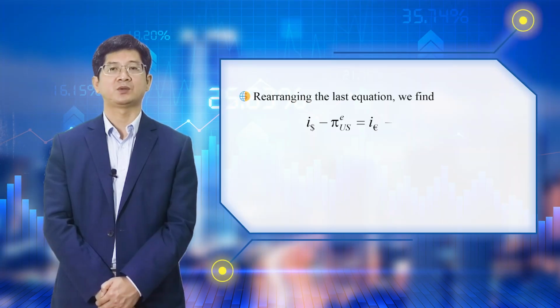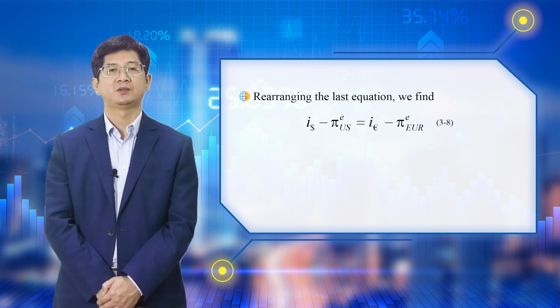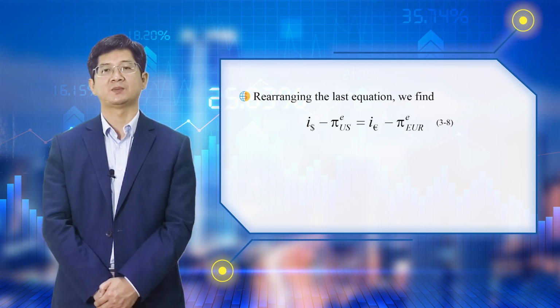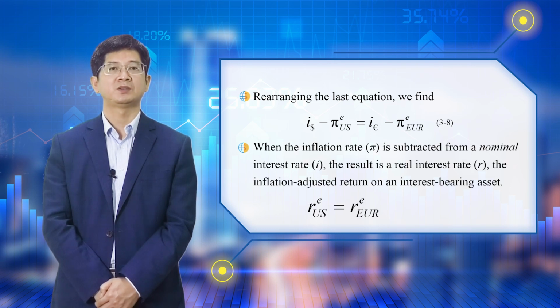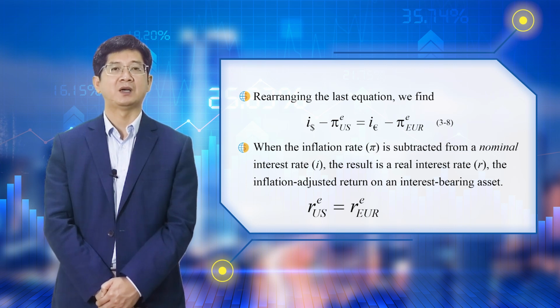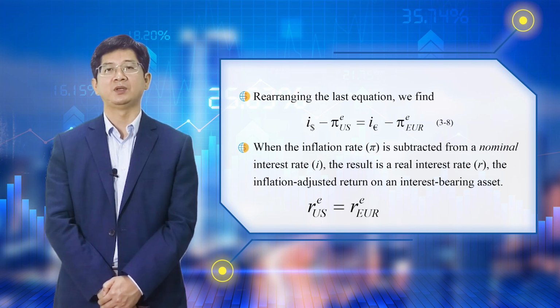Rearrange the last equation. We find i US dollar minus pi US expected is equal to i Europe minus pi EUR expected. When the inflation rate pi is subtracted from a nominal interest rate i, the result is a real interest rate r, the inflation-adjusted return on an interest-rate-bearing asset.